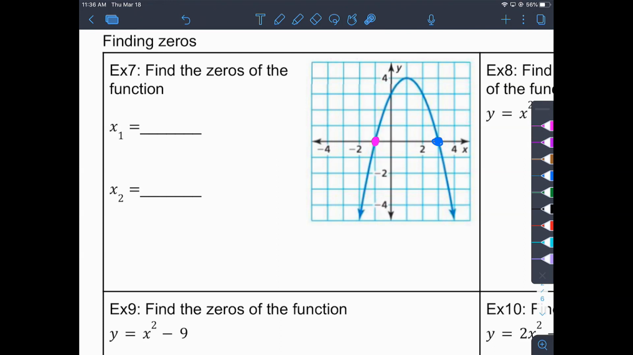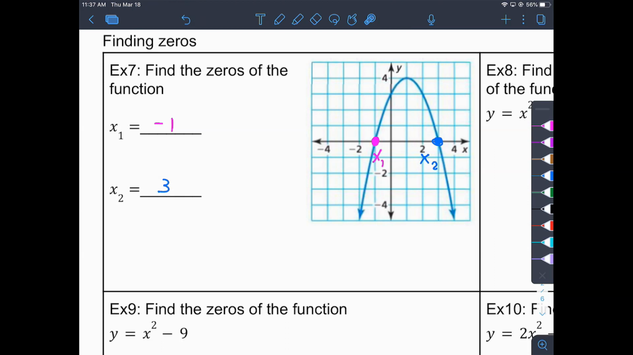Now, what x position, I'll call this x1, and this one x2. What x position is the pink one? Well, it's at a value of -1. I'd have to go backwards 1 unit to touch it. So it's an x equals -1. What about the x2? Well, I can see from the graph right off that it touches at a value of 1, 2, 3. So it'd be an x value of 3.